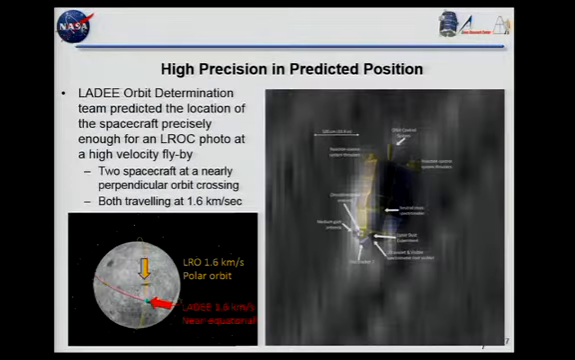So this picture here, it's stunning to me that the Lunar Reconnaissance Orbiter was able to take a picture of us in flight. They were on a mostly polar orbit, we were on a mostly equatorial orbit, and with both spacecraft traveling at 1.6 kilometers per second, they were able to snap a picture of us.